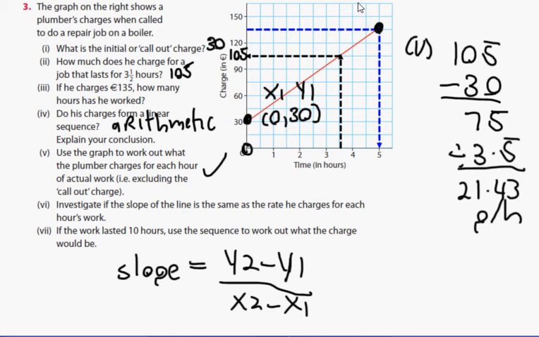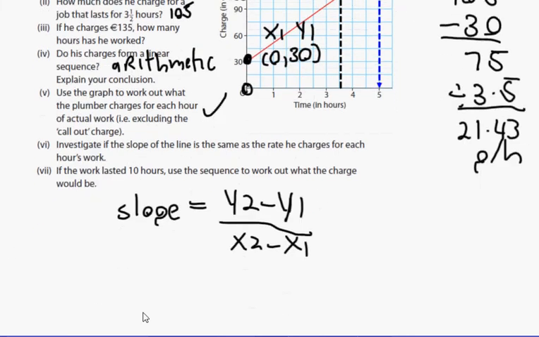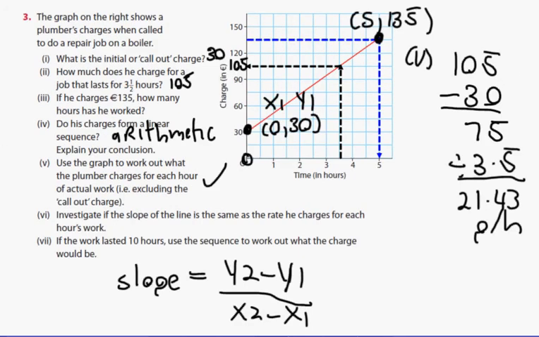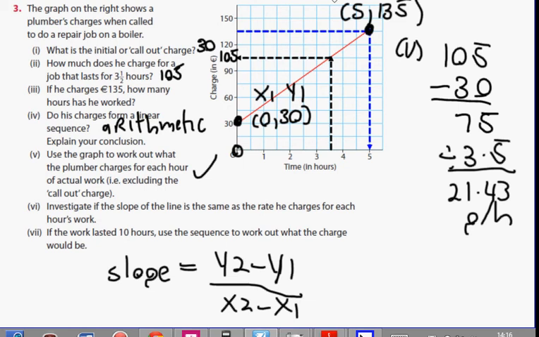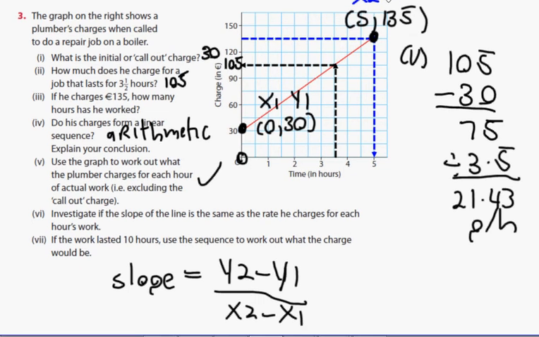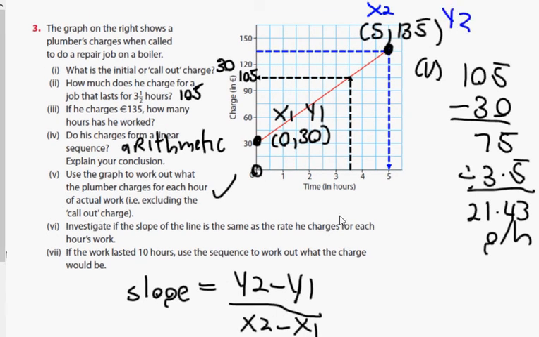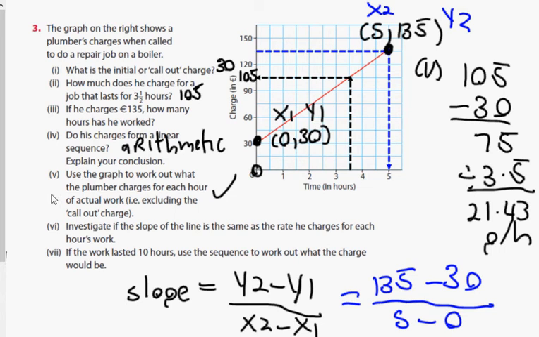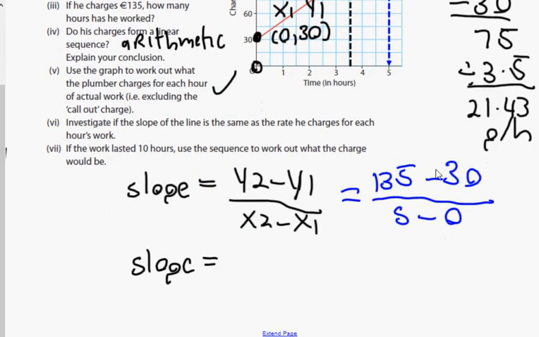Let's pick this point here. What point is this? 5 and 135. Now, let's see what happens. Slope equals, what's y2? y2 is 135. So y2 is 135. Okay, so it's going to be 135 minus, sorry, minus 30 divided by 5 minus 0.